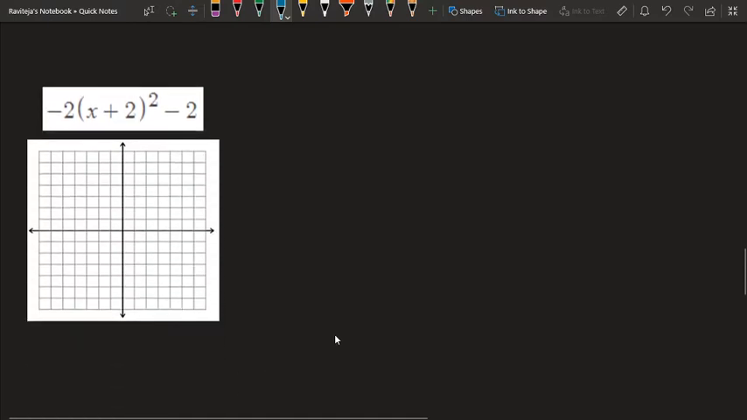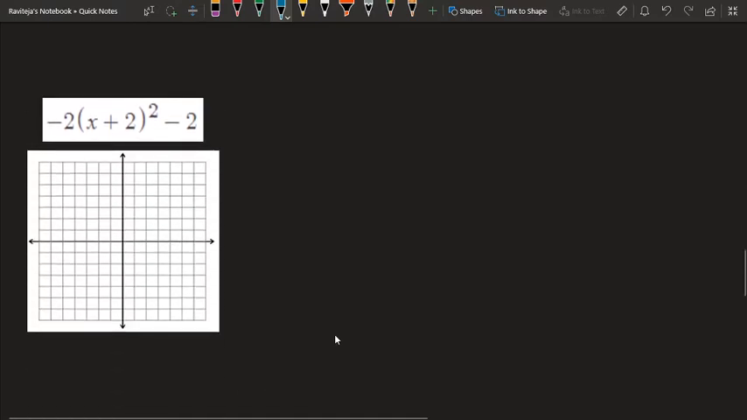And here it is. Negative 2 times x plus 2 squared minus 2. Pause the video if you'd like to try this on your own. Okay, let me do this example. So for step 1, we have to look at the a value. The a value is negative 2.